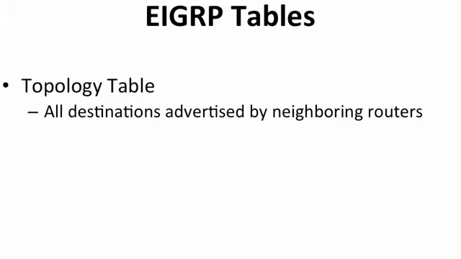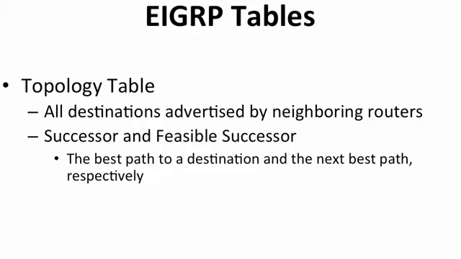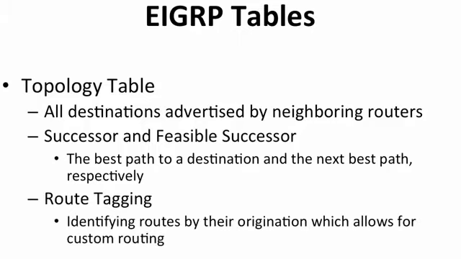DUAL uses that information. Now, as stated earlier, a key table to understand is the EIGRP topology table. The topology table contains all destinations advertised by neighboring routers. This includes, remember, the successor and feasible successor routes, the best path to a destination and the next best path, respectively. So the topology table is key for EIGRP to run.